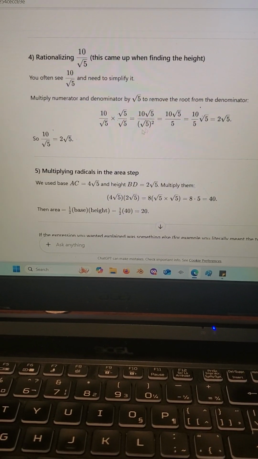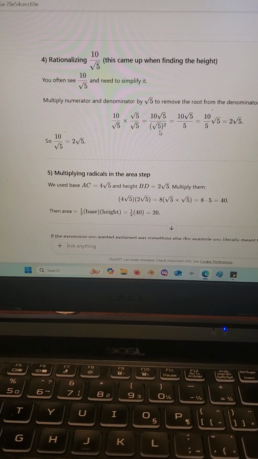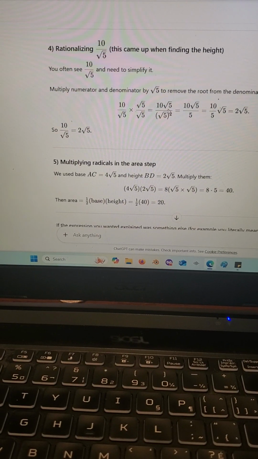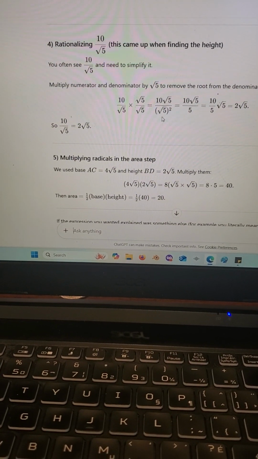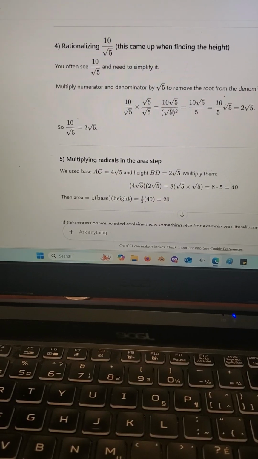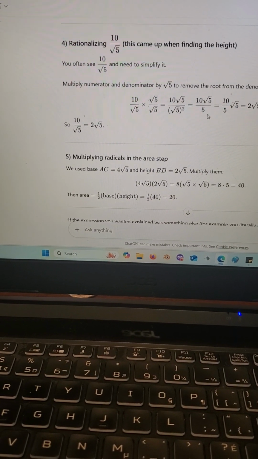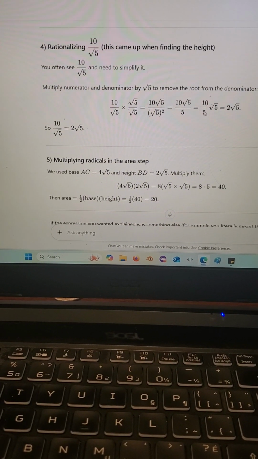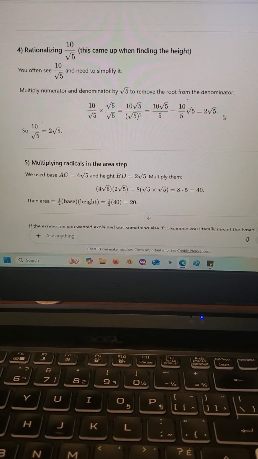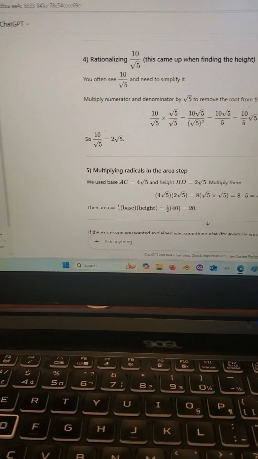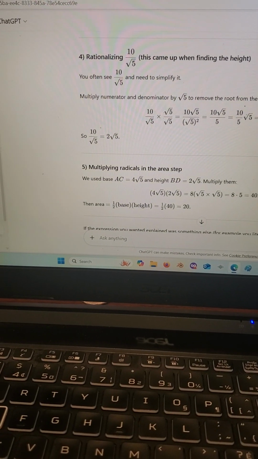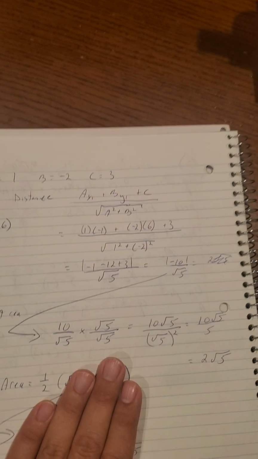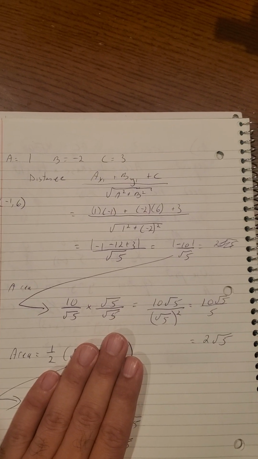If you multiply both by square root 5, you get square root 5 squared over 10 over square root 5. These cancel each other out, because the square root and exponent cancel each other out, as you remember, and it becomes 5. So you have 10 over 5, and square root 5 becomes 2 over square root 5. So that's how you get it. So 10 over square root 5 equals 2 square root 5. Okay, which you could see right here as I wrote it out.